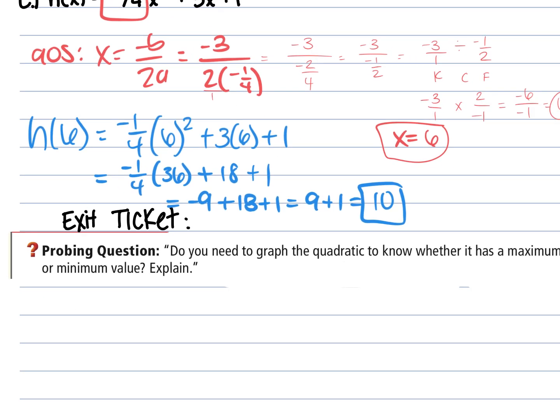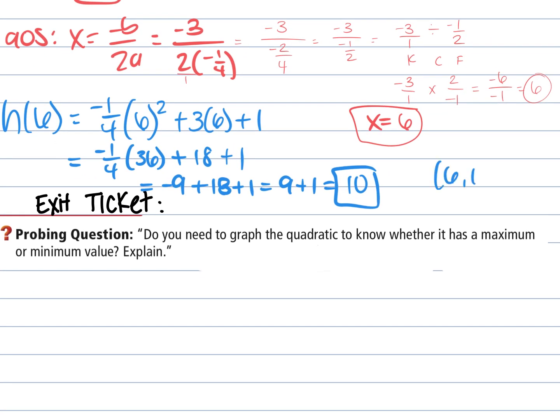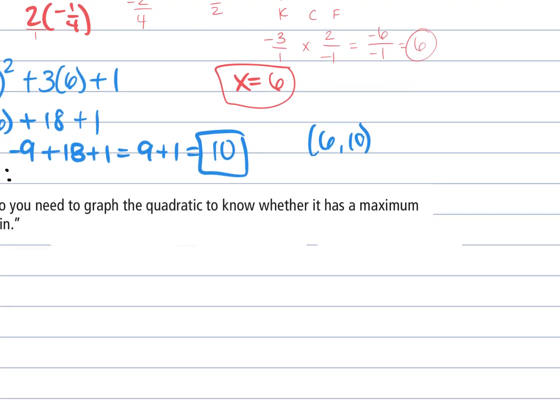So my vertex is what? 6, 10. And what is my maximum value? My max is 10. Yay, we're done. Guys, that's 8.3. You have only one more lesson before the end of the chapter. How we feeling so far?